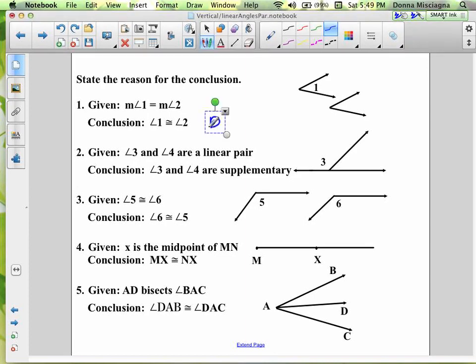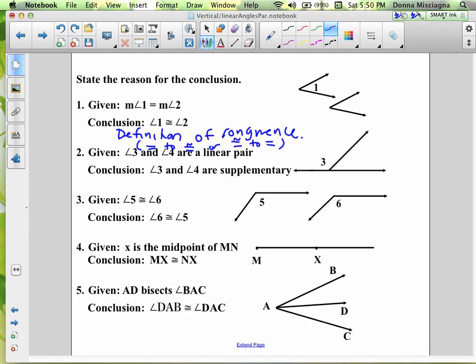We'll ignore the box. Definition of congruence. And actually, I'm going to write that underneath. It looks a little nicer. All right, so our reason for our conclusion is the definition of congruence. And that just says it allows us to go from equals to congruent or from congruent to equals. Let's write that underneath there. So we can go from equal to congruent or congruent to equals.